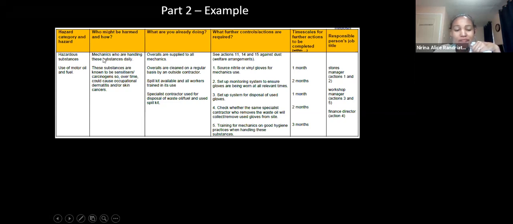So be specific. And then how? So here it is clearly said that those mechanics are handling the substance daily. And in addition, here we also include what will be the effect if they are handling the substance daily. What will happen to them? So under who might be harmed and how, you need to talk about the effects. So here it's more on skin cancer, dermatitis, etc. And then what are you already doing? These are the existing controls, and then additional controls.